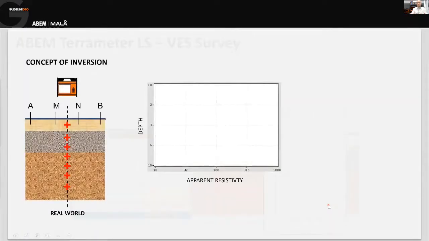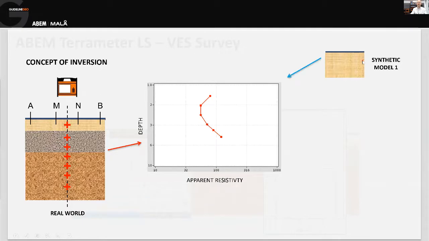So how does this inversion software work? Well, we provide it with the raw data, our sounding curve of apparent resistivity against depth. The inversion software then generates a model of what it thinks the ground looks like. So it will be a certain number of layers with resistivities associated with those different layers. It then repeats the survey process that we undertook in the real world on that model, and looks at what the data would have looked like if the ground was the same as our model.